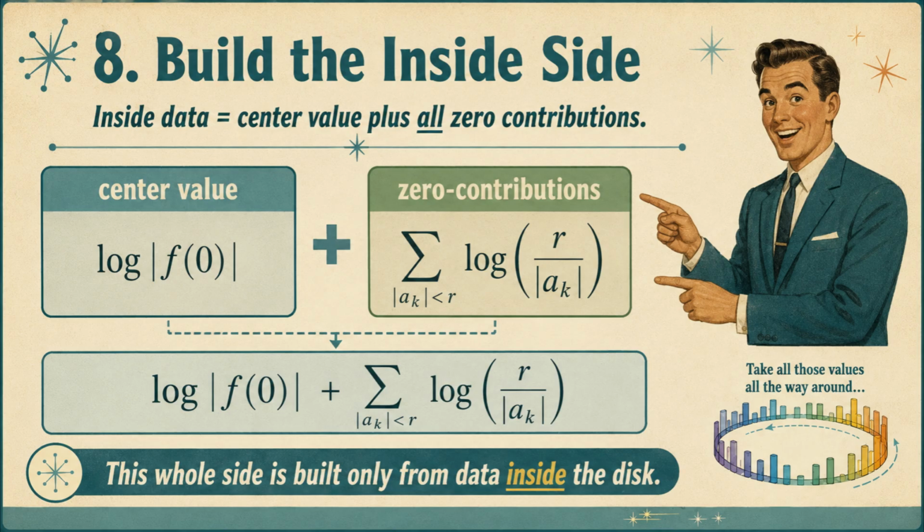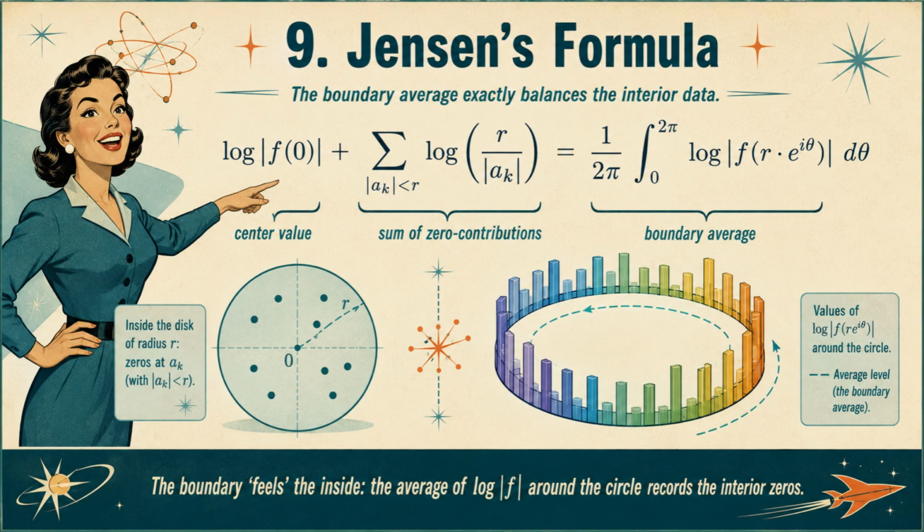Then let's go to idea 9, the boundary side and the full balance. Now look at the boundary side. The boundary side is continuous. That means we are not adding separate interior points. We are measuring all the way around the outside circle. Every angle contributes. Every boundary point contributes. At each point on the boundary, we measure the log of the size of the function. Then we average all those measurements. That gives one number, the average log size around the boundary.